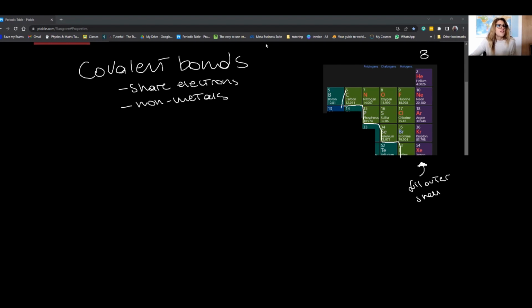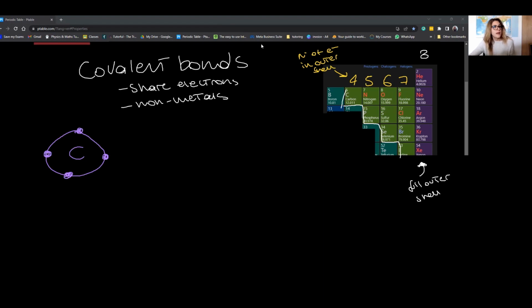It's really important that you are confident in understanding that the group number is the same as the number of electrons in the outer shell. So if carbon has 4 electrons in the outer shell, this is what carbon looks like: 1, 2, 3, 4. Electrons always exist in pairs. This tells us that carbon can form 4 bonds, can share 4 electrons, because it needs 4 more to have a full outer shell.